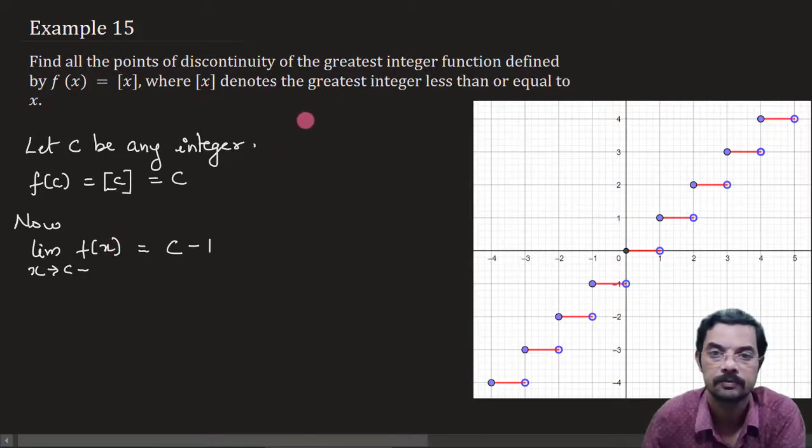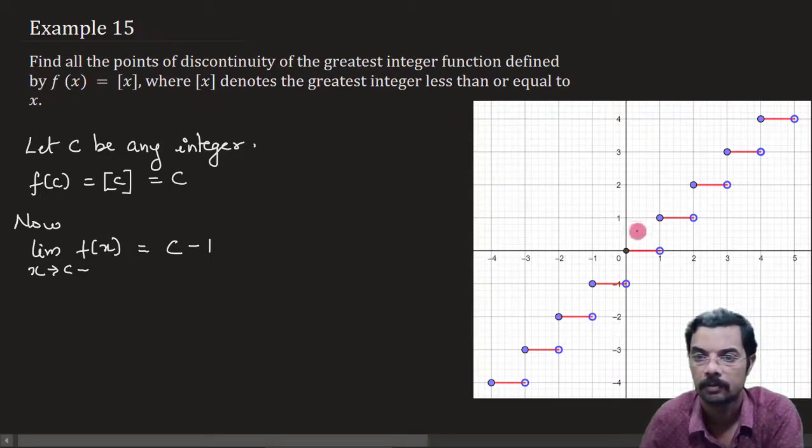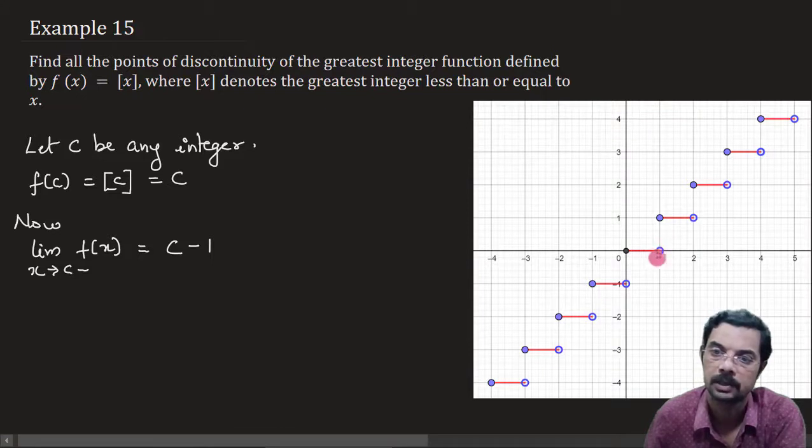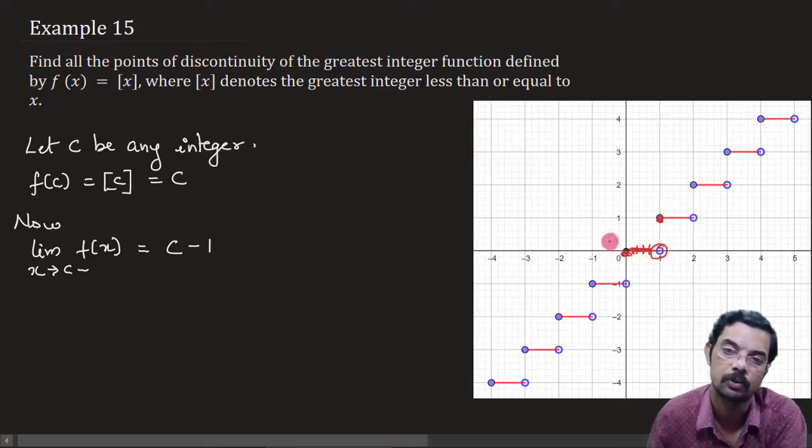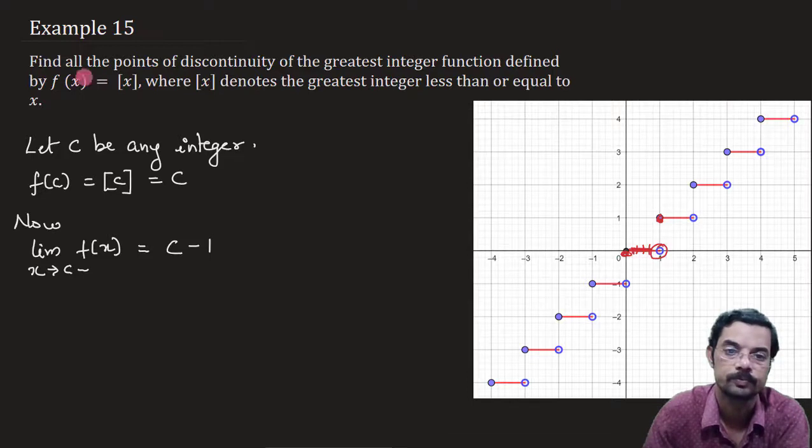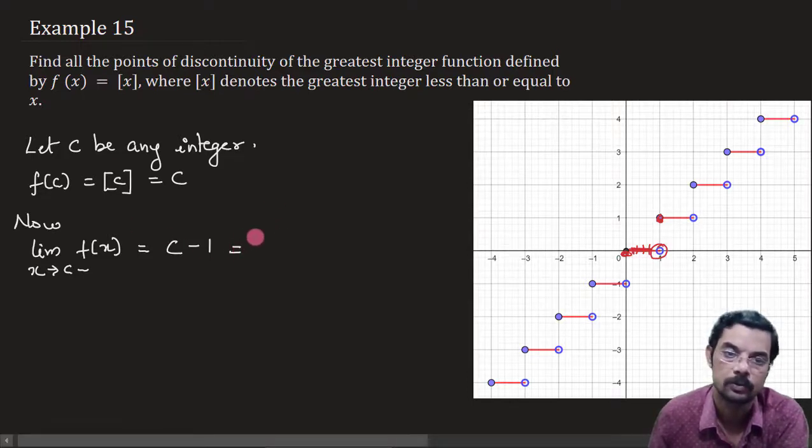What happens if, for example, I am taking c equal to 1? When I take c equal to 1, you will get this point. But when I take any number less than that, you will be getting a point here or here, like that. It will be the previous number, which is equal to 0. Y will be equal to 0. So that will be equal to c minus 1. This is the left hand limit for any integer c.